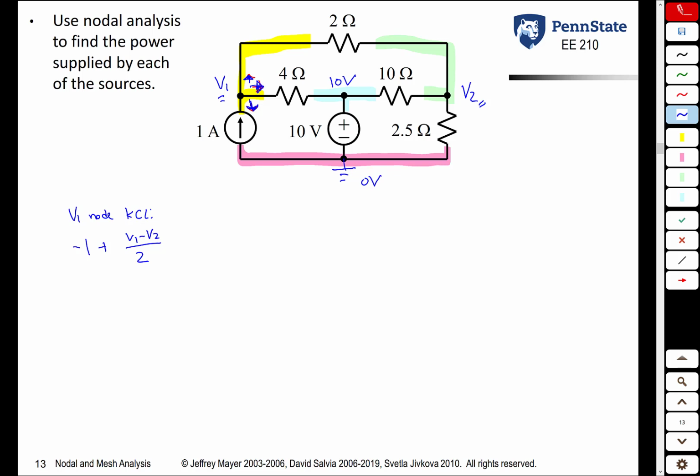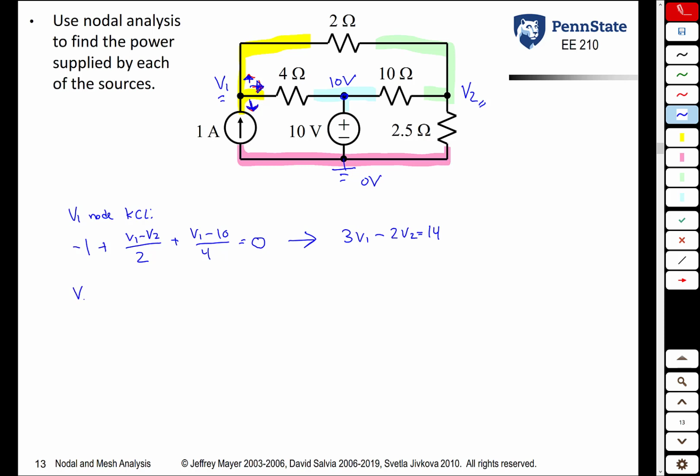For the 4 ohm resistor, the current is the voltage at the coming from point, V1, minus the voltage at the going to point, which is known, 10 volts, divided by 4. So we get plus V1 minus 10 over 4 is equal to 0. Basically, the current going down plus the current going up plus the current going to the right is equal to 0. Notice the only variables in this equation are V1 and V2. We can then re-express this as 3V1 minus 2V2 is equal to 14.